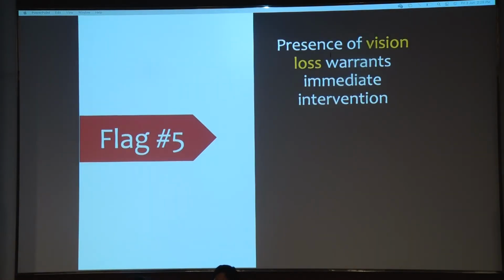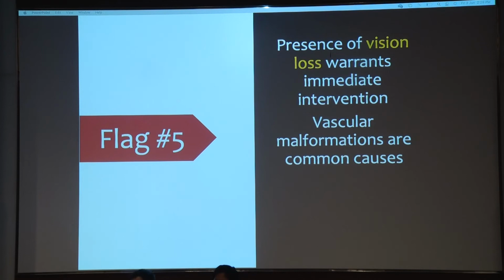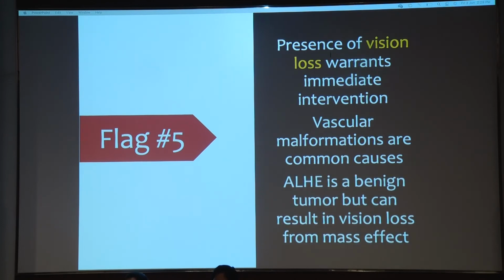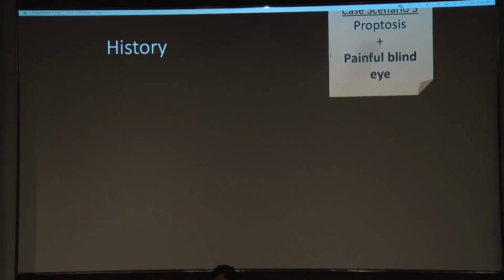So presence of loss of vision in a child with proptosis warrants immediate intervention. Vascular malformations are the ones which usually cause this picture, but any tumor, even benign ones, which can cause a mass effect, can result in vision loss.